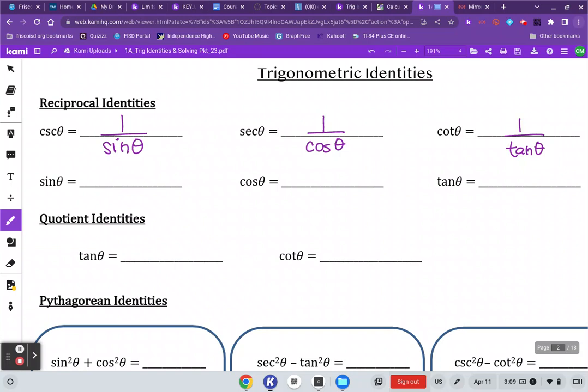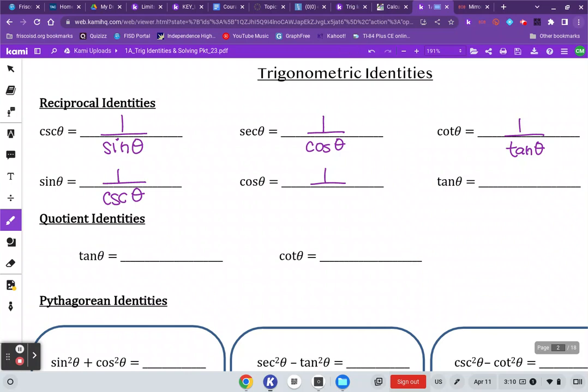So the same thing goes for the next row. Sine of theta is equal to 1 over cosecant. Question? Couldn't you also do cosine over sine? Yeah, we'll get to that next. Those are actually called quotient identities, and these are the reciprocal pairs. That's right.